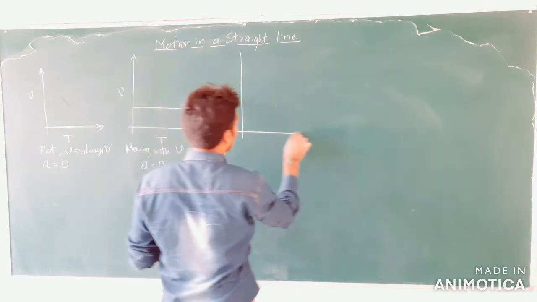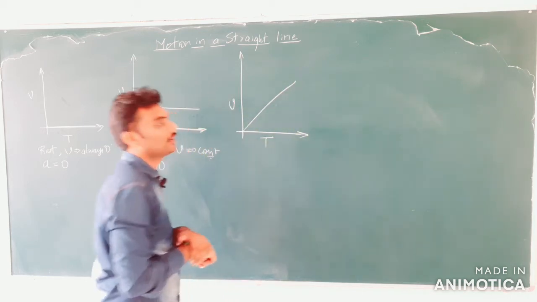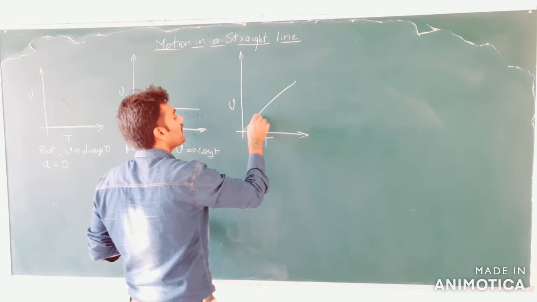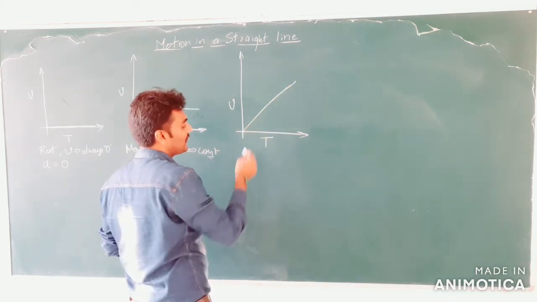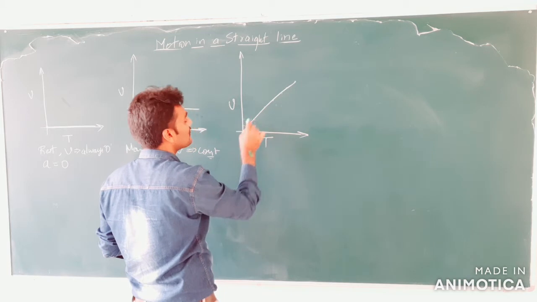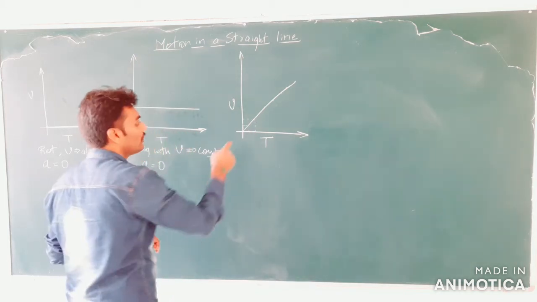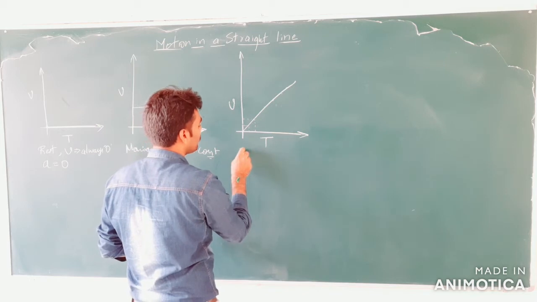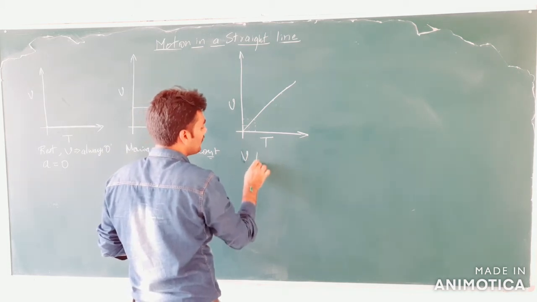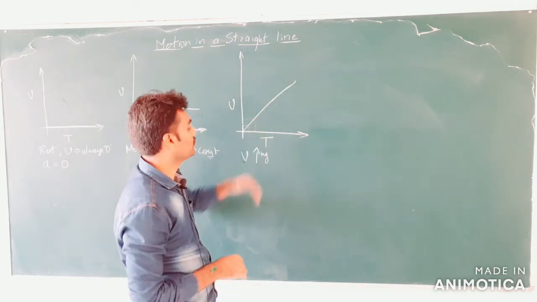Then moving ahead to the next graph, say this is the graph which we have. Now observe this graph carefully. What is happening to velocity here? Velocity of the body is increasing with time, isn't it? After a certain time the velocity was a certain value, and after some other time the velocity increased, right? Velocity kept on increasing with time. So this is the situation where the body is moving with increasing velocity. Velocity is increasing with respect to time.